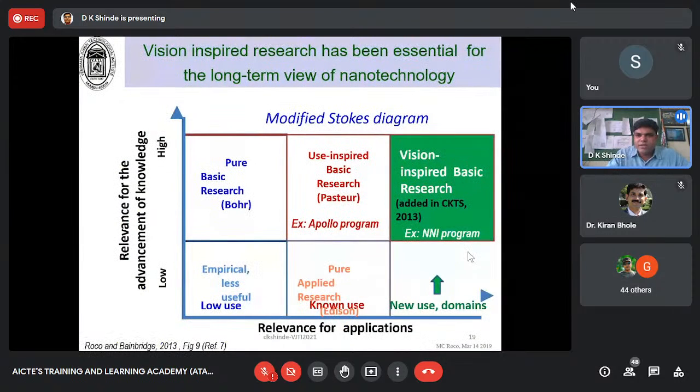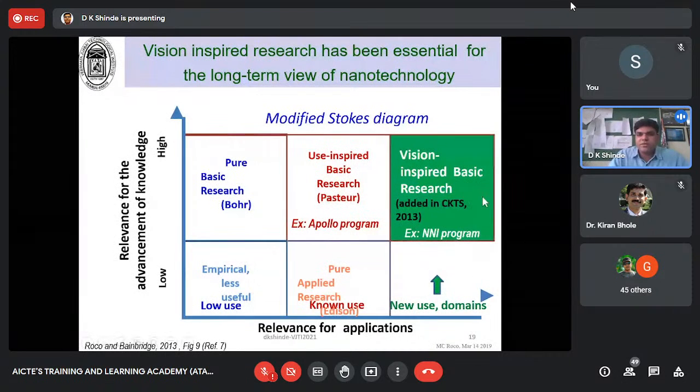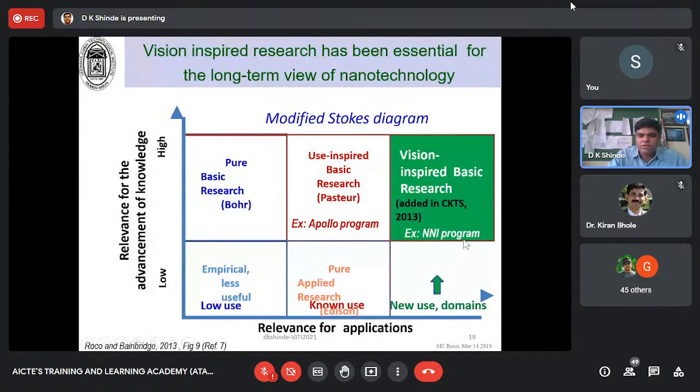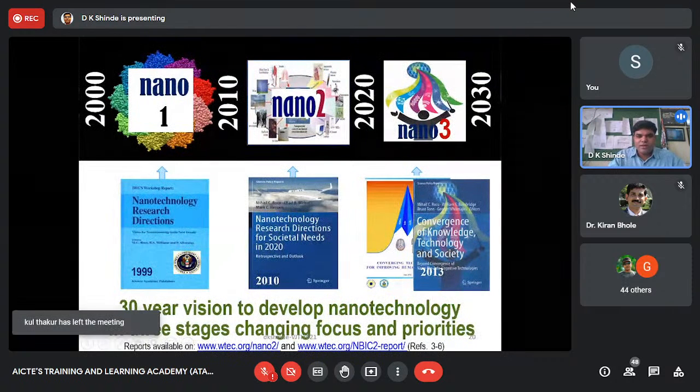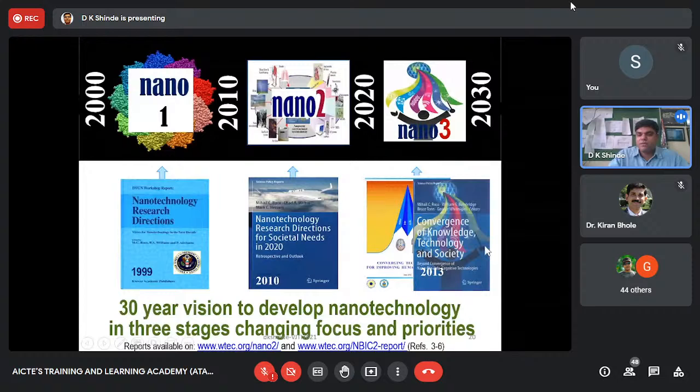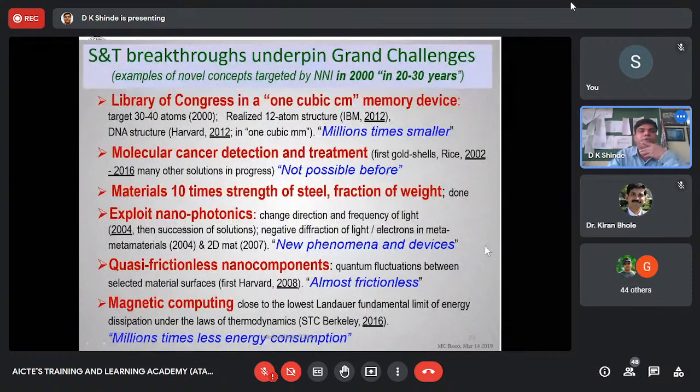So vision-inspired research is now changing from the conventional way to vision-inspired research by adding those nanotechnology initiatives, as shown over here. A few of those representations in the last 30-year development, if you look over here, it's changing the focus and priority to converging the knowledge and technology for societal development.